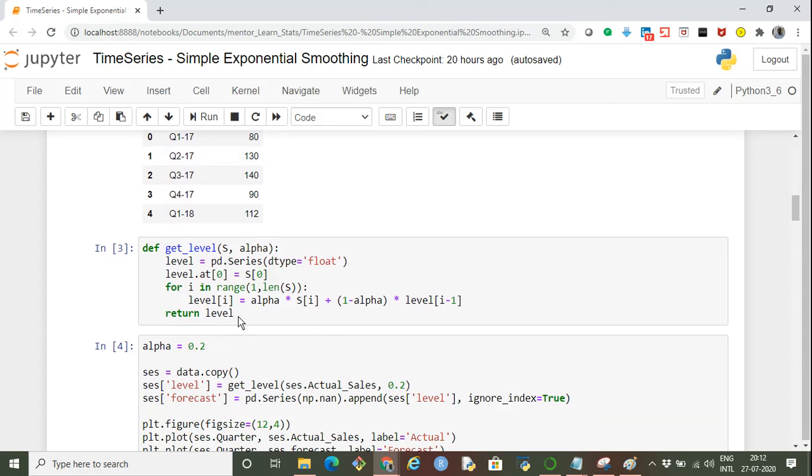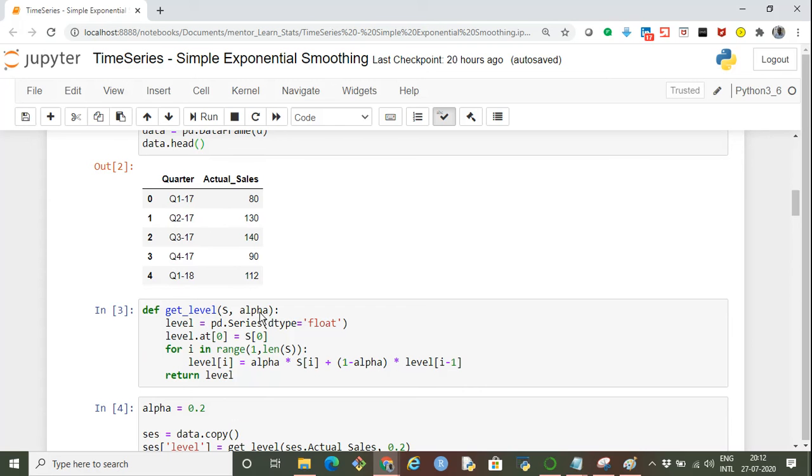For this, I have created a simple function, get level. To this, I'll pass a series and then the alpha value. So for series S, in this case, I'll be passing the actual sales column as a series. Now the first element of the level, I'm assigning equal to the first element of the actual sales. And going forward, the level at the index will be equal to alpha times the value observed plus 1 minus alpha times the previous level.